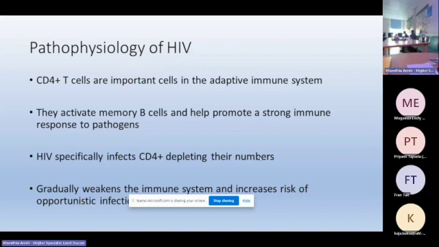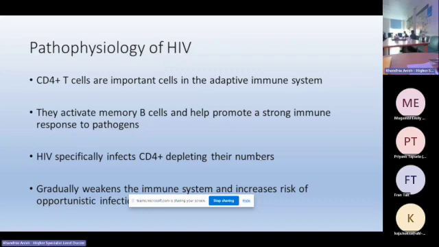They work by activating memory B cells, and that promotes a much stronger immune response, an antibody response to pathogens, than the innate system utilizing CD8 positive cells or cytotoxic T cells. Now, HIV specifically infects CD4 positive helper T cells.